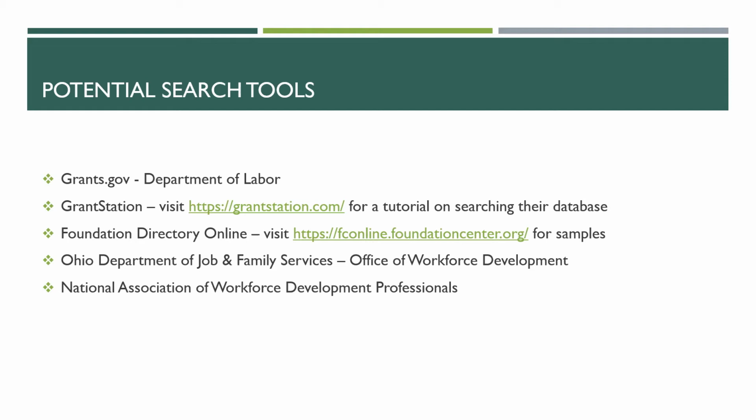Because it's available at no cost, any one of you listening to this webinar can practice your search using this tool, so I will use grants.gov to demonstrate a sample grant search. Other search tools available for the specific purpose of the grant that we're focusing on might be GrantStation, a Foundation Directory Online, the Ohio Department of Job and Family Services, since we're focusing on a city in Ohio, or the National Association of Workforce Development Professionals. Any of these search tools will help you find grants related to the search parameters that I've set for you.